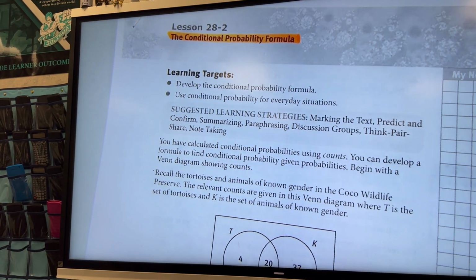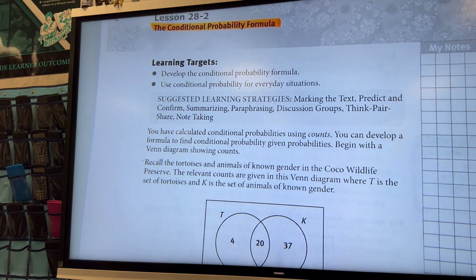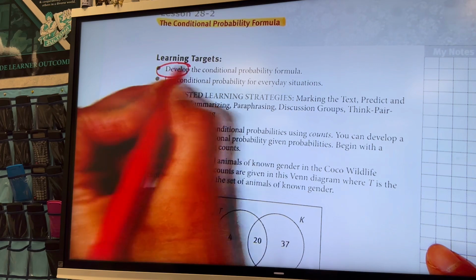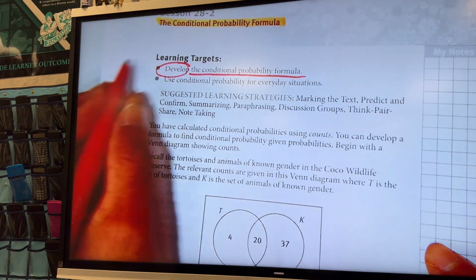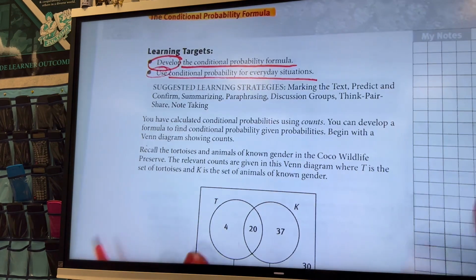to use the formula versus just coming up with it on our own like we've been doing. But it's important to know how to use conditional probability without a formula. That's the foundation. The formula is just a shortcut. So we're going to develop the formula today for conditional probability, and we're going to use it.